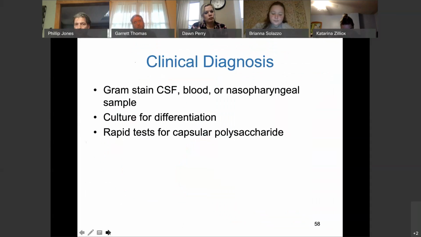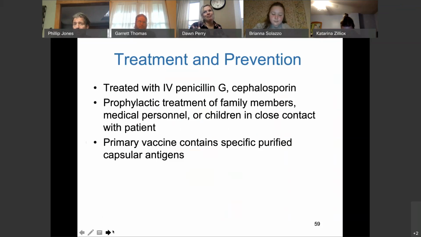It's terrible. So they Gram stain the cerebrospinal fluid. They can do a blood test and spinal tap, culture for differentiation. But now we have a rapid test for capsular polysaccharide. Remember we had that long tube that we could just swab, and we have an antigen-antibody reaction right away, so we can know within 20 to 30 minutes. Treatment is IV penicillin, cephalosporin, and then prophylactically they treat the whole family or anyone the person was in contact with, because it can be so easily spread.